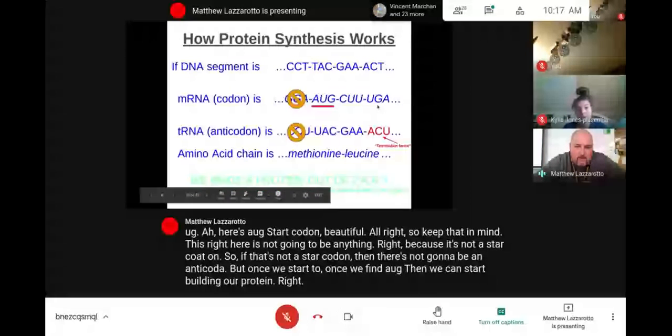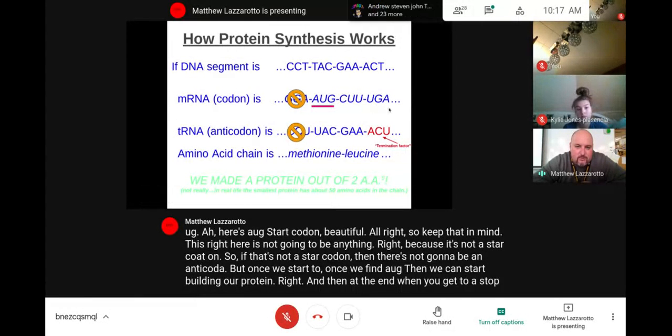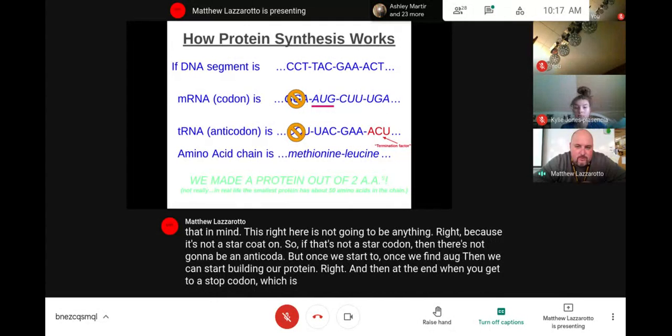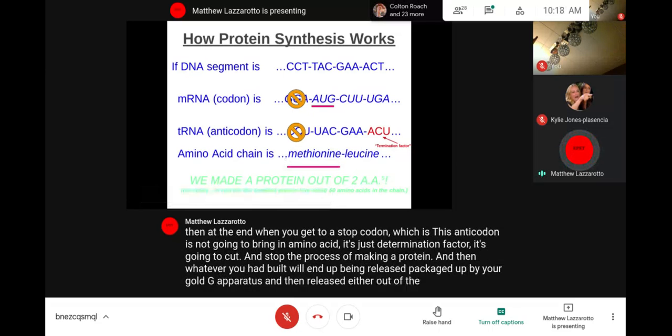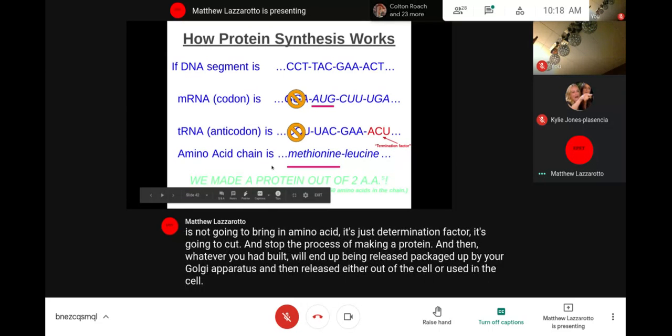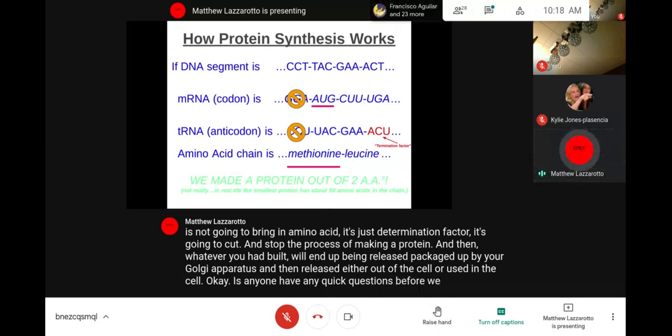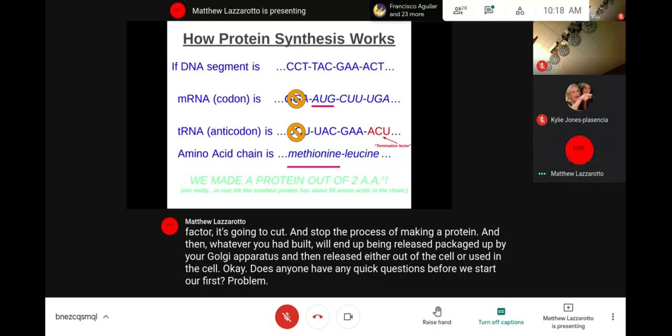right? And then at the end, when you get to a stop codon, which is UGA, that ends the process of making a protein. And then whatever you had built will end up being released, packaged up by your Golgi apparatus, and then released either out of the cell or used in the cell. Okay? Does anyone have any quick questions before we start our first problem? Anyone need clarification on anything?